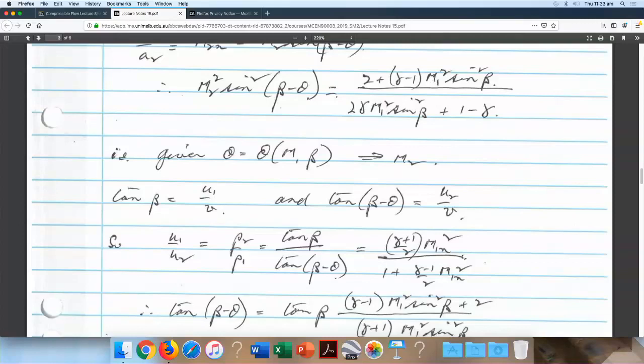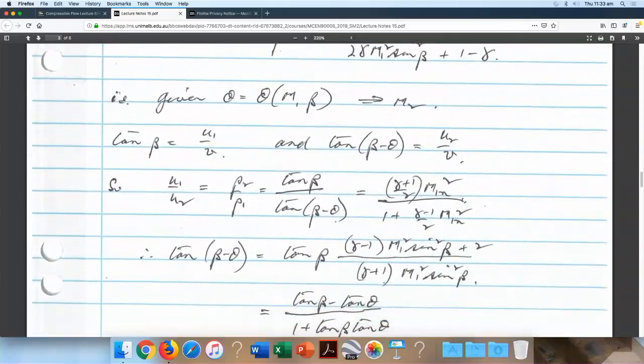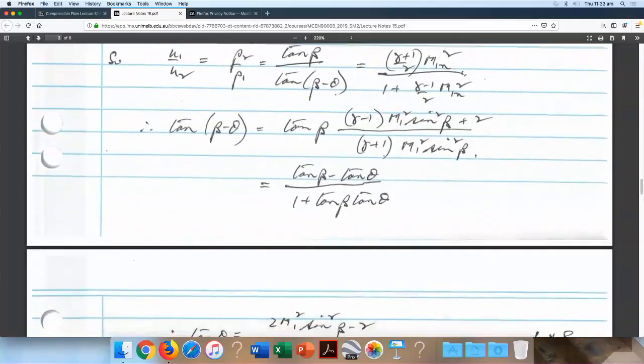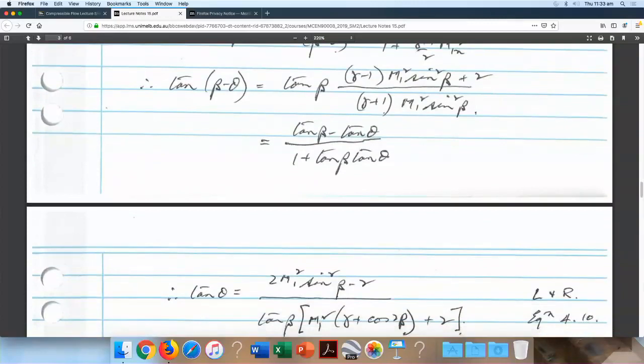And then, so this is all algebraically tedious, but the tan of beta minus theta is something that you all know. It's tan beta minus tan theta over 1 plus tan beta tan theta. So you can put all of that in here, and you can finally get an expression for tan of theta. I haven't put all the steps in because you've got to multiply this out and so on. But you can almost see how it goes. The tan of beta is therefore equal to this expression here.